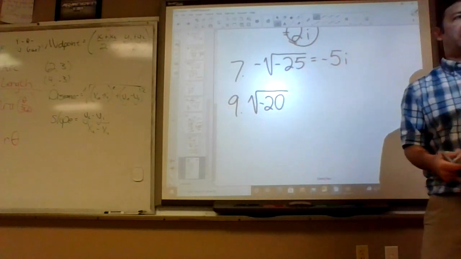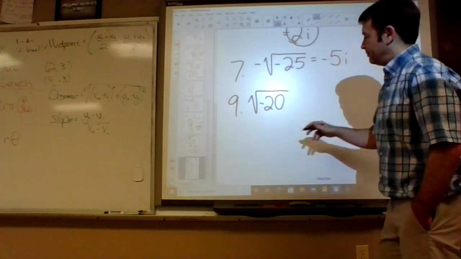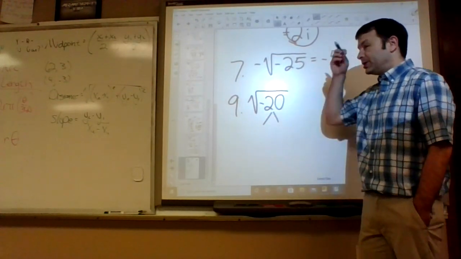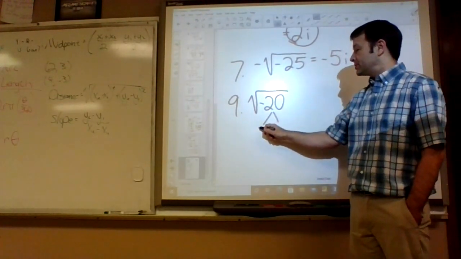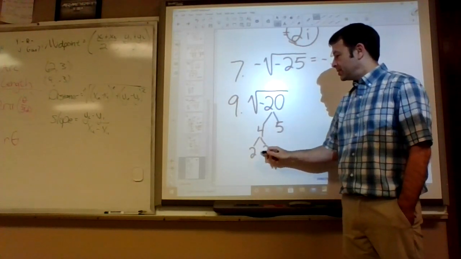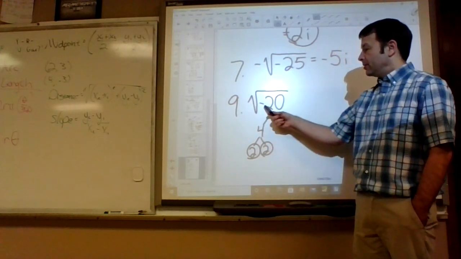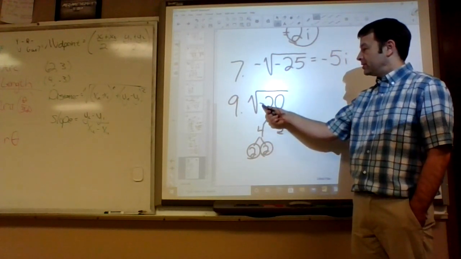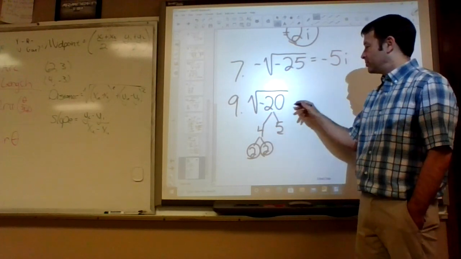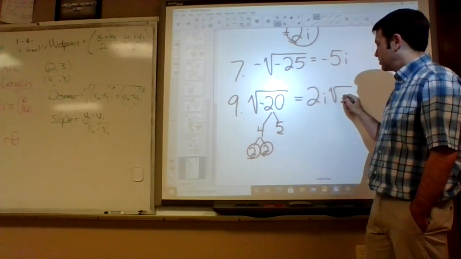So number 9, square root of negative 20. I'm going to do the 20 just like a normal thing. 20 is 4 times 5. So it's going to be 2 square root of 5. But there's an i in it. So where we put the i is right there.